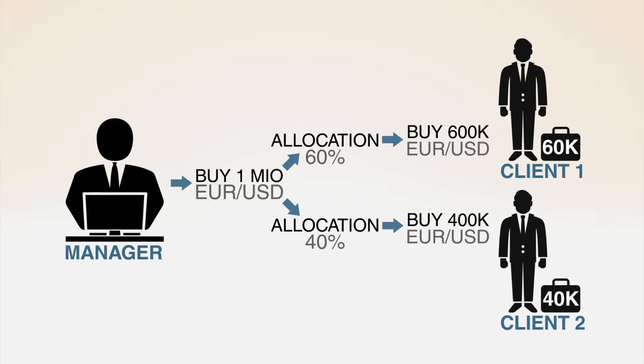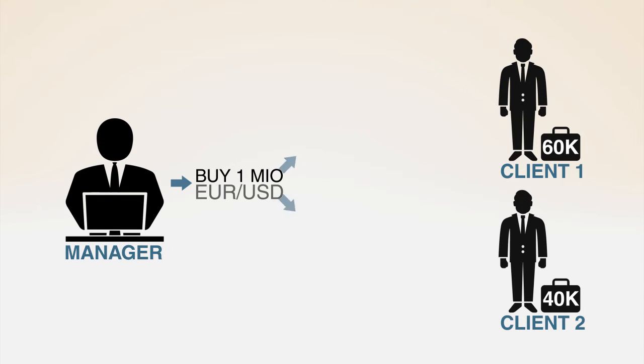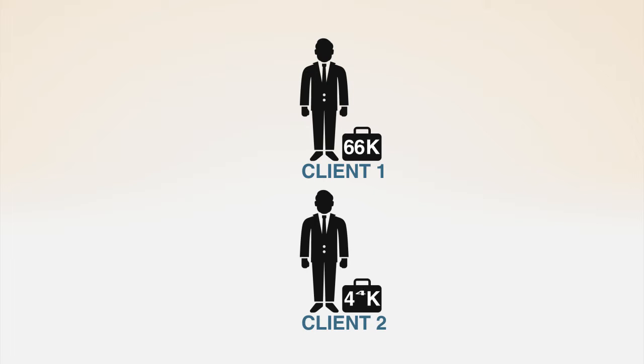If the manager opens a position of 1 million euros, 60% of the position is allocated to client 1, 40% to client 2. If the manager makes a profit of 10,000 euros with this position, 60% goes to client 1 and 40% goes to client 2.